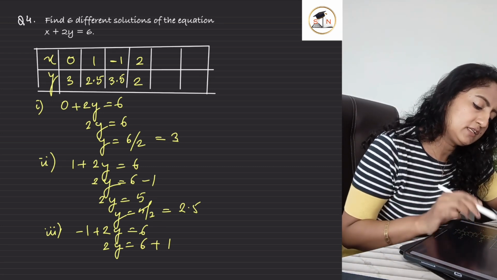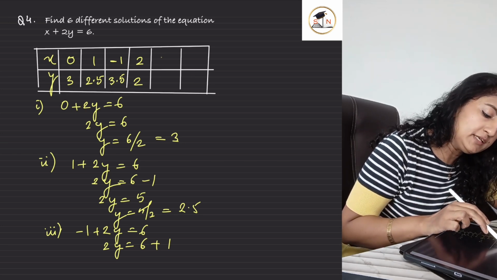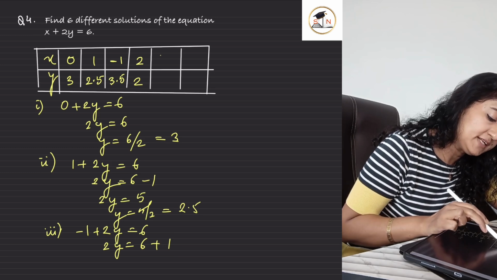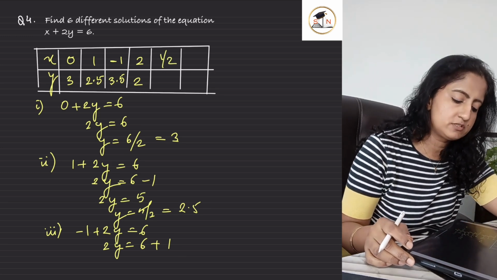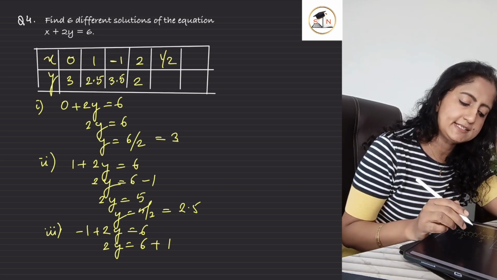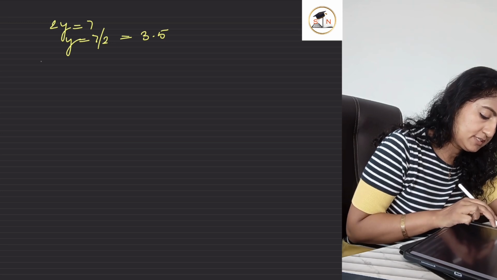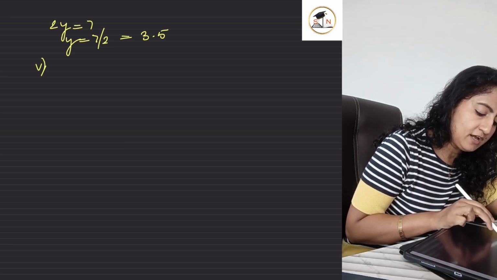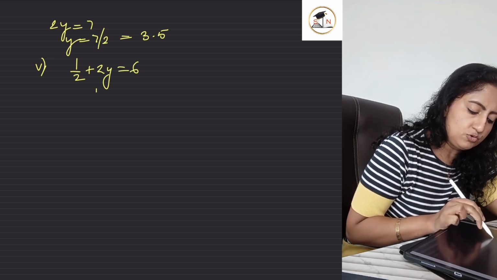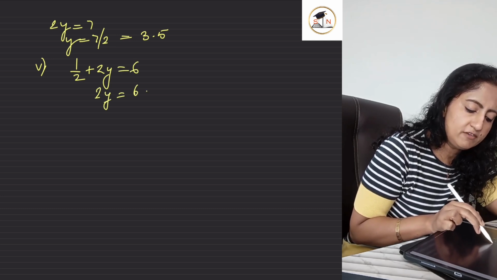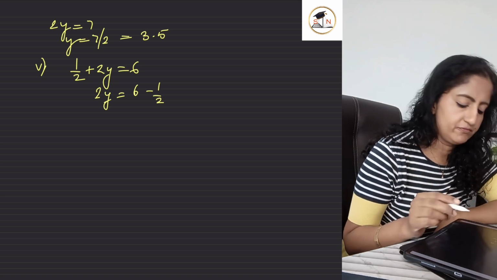Now, let's take another value for x. Okay, let's take a rational number over here. Let's take half, as I have been telling that we can have any kind of values. So now if I take x as half over here, let me show you the calculations. So this is the fifth set of values. We get half plus 2y equals 6. So 2y equals 6 minus half. Took the whole fraction to the other side, so it turned negative.